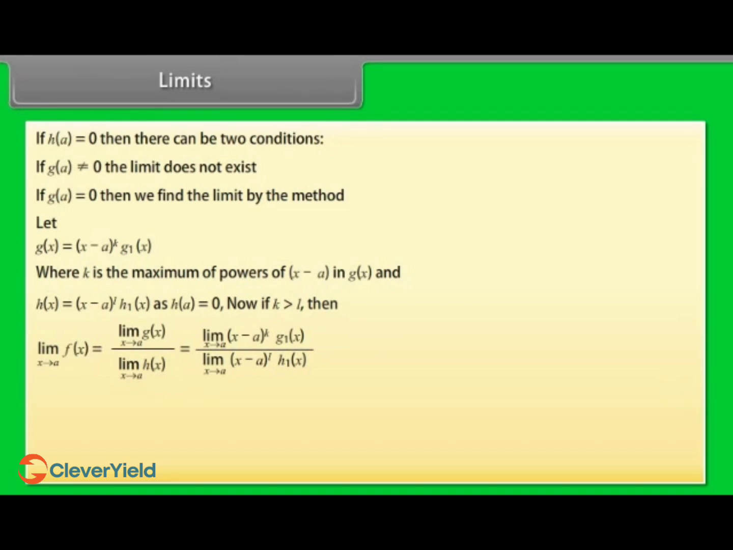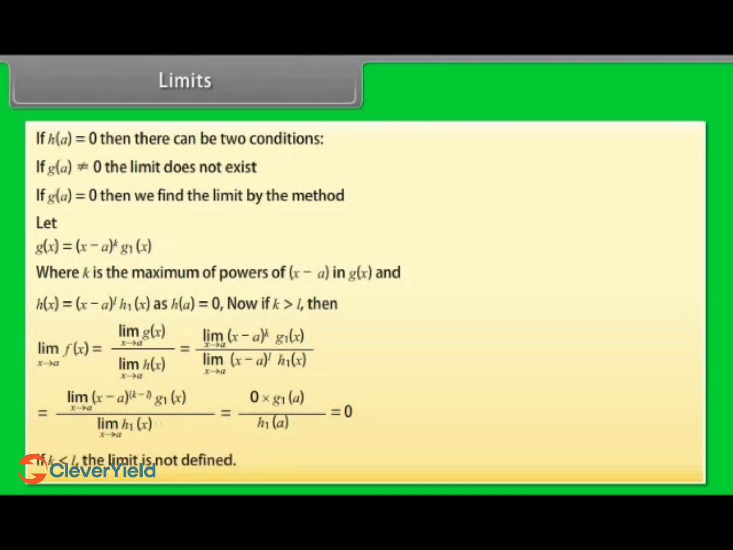limit x tends to a of f(x) is equal to limit x tends to a of g(x) by limit x tends to a of h(x), which is equal to limit x tends to a of (x − a)^k · g1(x) by limit x tends to a of (x − a)^l · h1(x), which is equal to limit x tends to a of (x − a)^(k − l) · g1(x) by limit x tends to a of h1(x), which is equal to 0 into g1(a) by h1(a), which is equal to 0. If k is less than l, the limit is not defined.